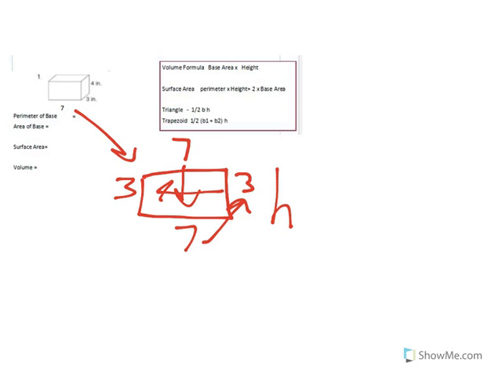Now when you get to the height of your shape, that is going to be right there. What I would do is write an H right away, and that's going to help you. Once you find that perimeter, you're going to multiply it by this H, not by the h of your base. Hopefully that makes sense for the rectangle.